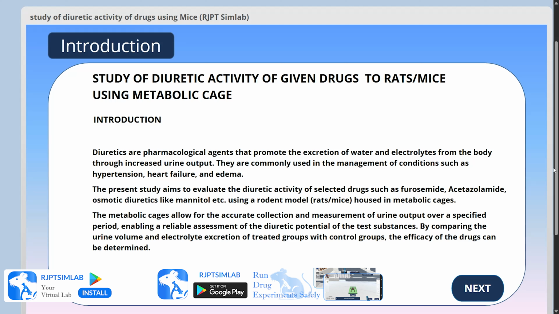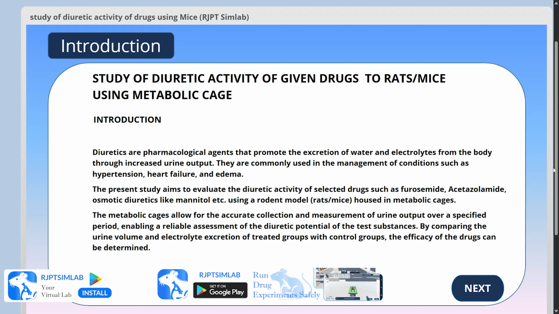Metabolic cages allow for the accurate collection and measurement of urine output over a specified period, enabling a reliable assessment of the diuretic potential of the test substances by comparing the urine volume and electrolyte excretion of treated groups with control groups. The efficacy of the drugs can be determined.